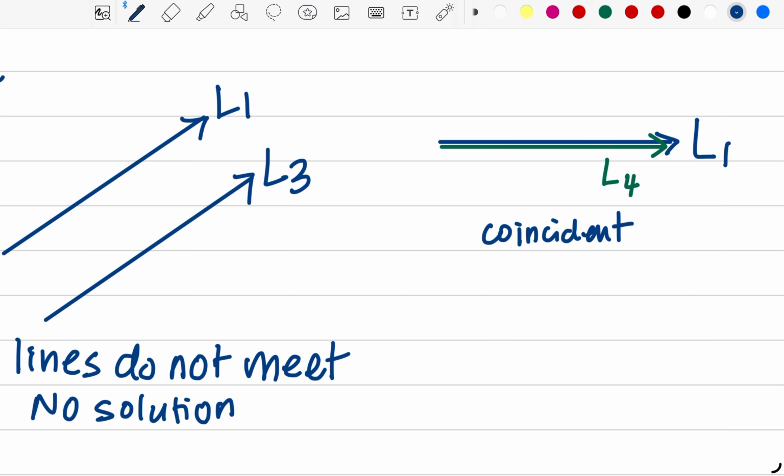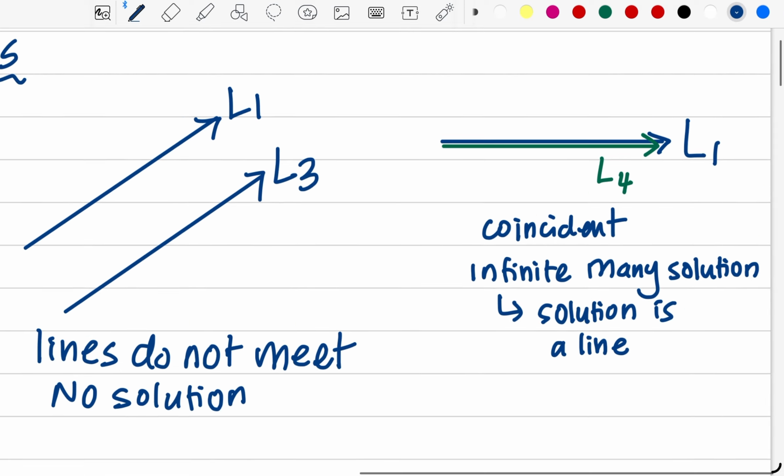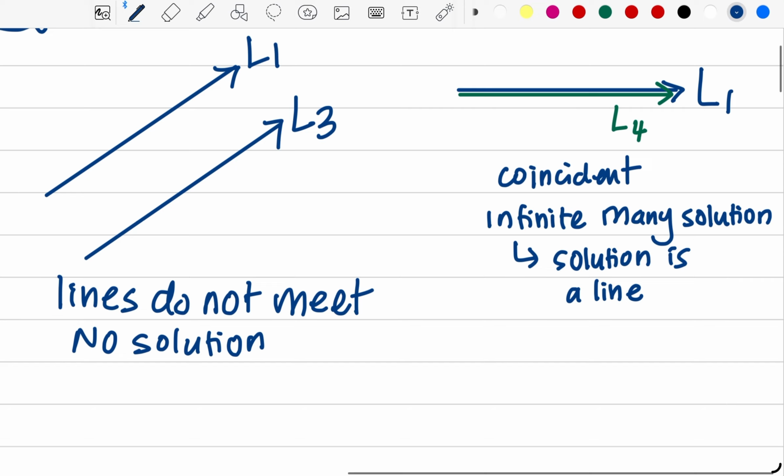So line 1 intersect line 4 with infinite many solutions. And the solution is a line. It's not a single point, because line 1 is coincident with line 4.